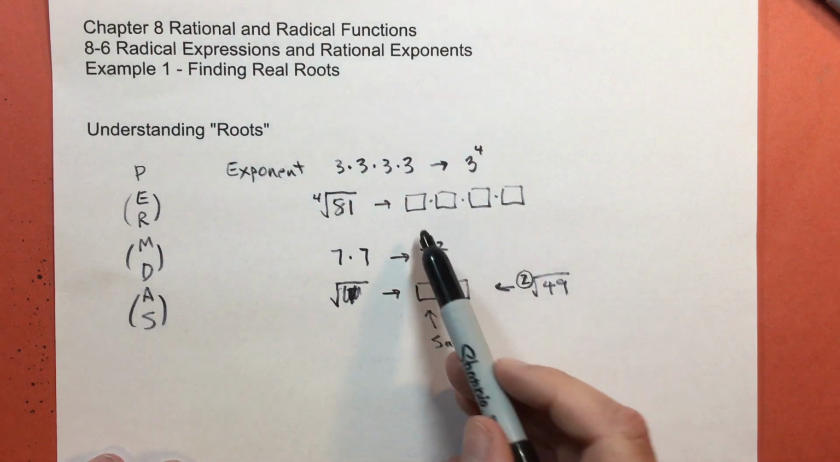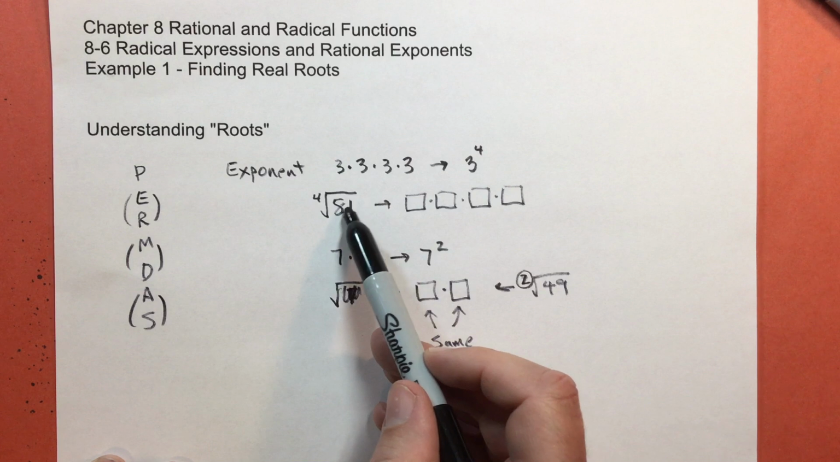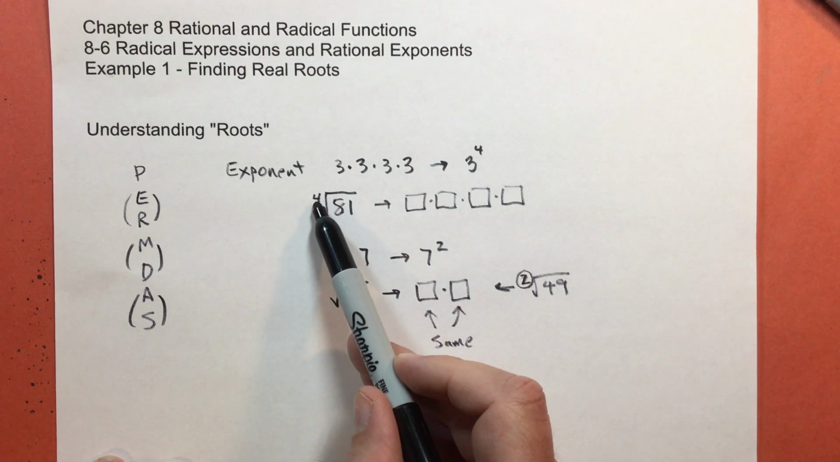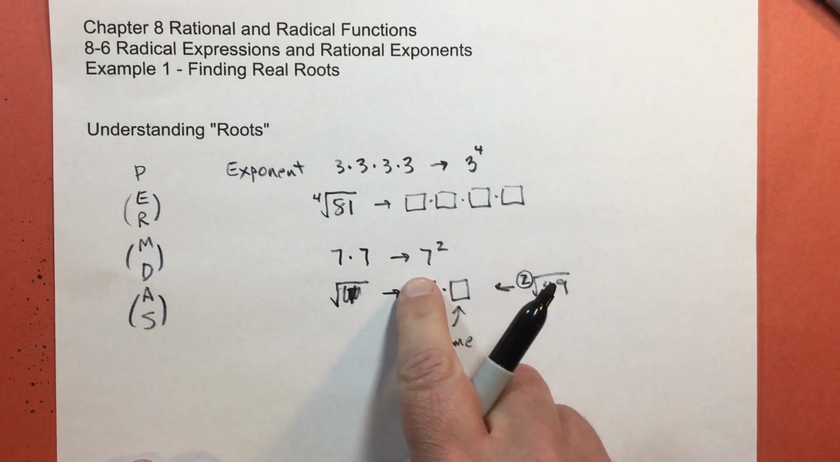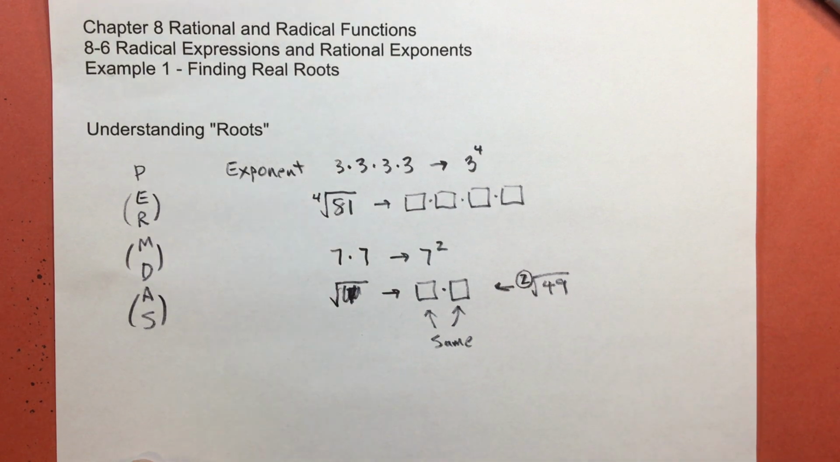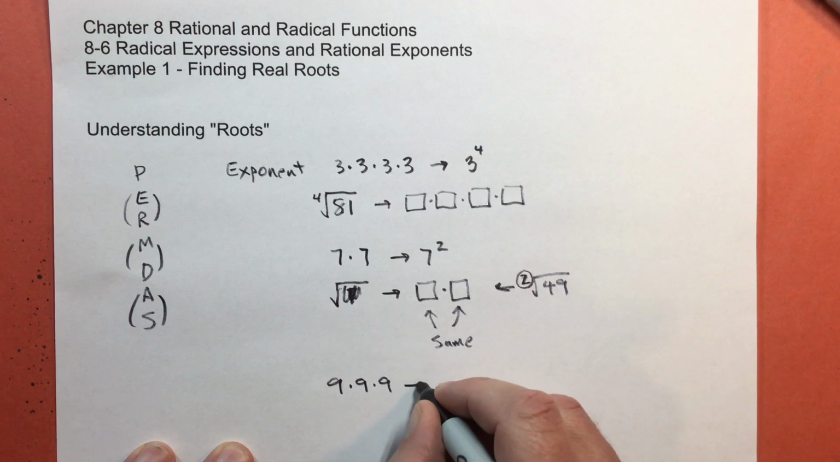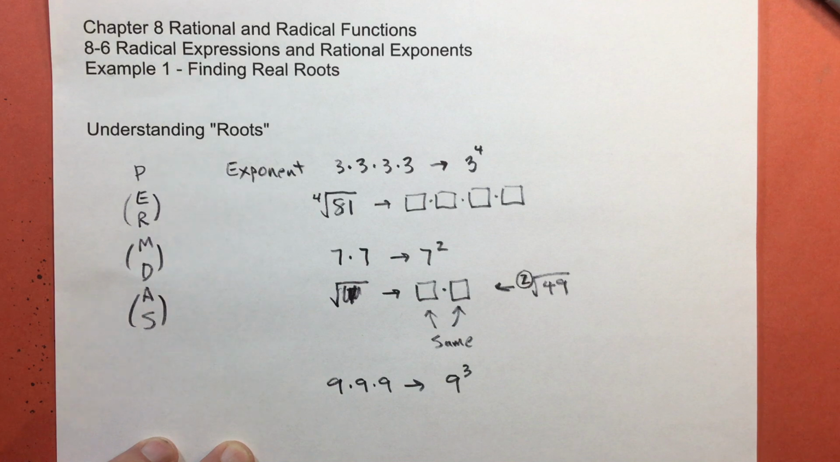So these things that get repeatedly multiplied, those are going to be the roots of this number. And if I've got a fourth root, then I have 4 of them. And if I've got the square root, then I've got 2 of them. So we say square root if there's 2, because, you know, this is 7 to the second power, so we say 7 squared, so this is square root. We also, for example, if I got 9 times 9 times 9, that's going to be 9 to the third power, so we say 9 cubed.